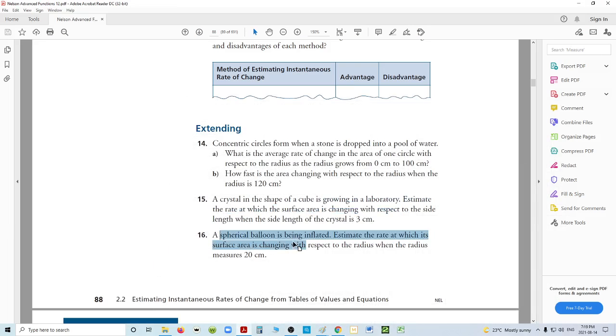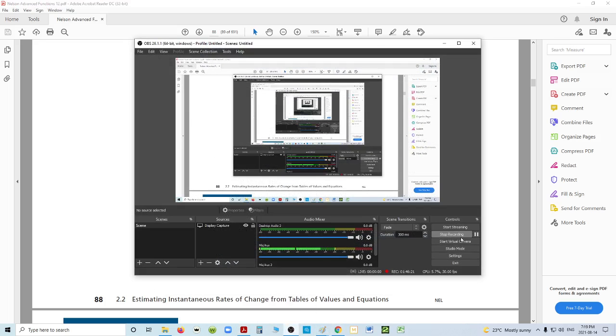Spherical balloon, estimate the rate of change of the surface area. So you've got to look up the surface area of a balloon for that. This I'm going to save till next time because I've got to go. Long session. Play at double speed.